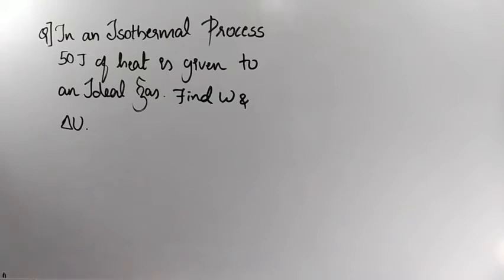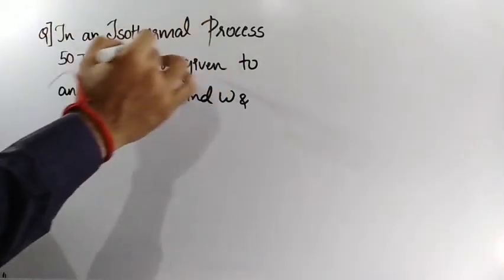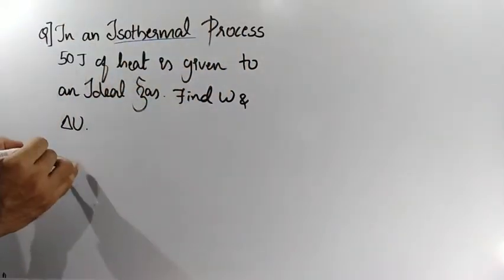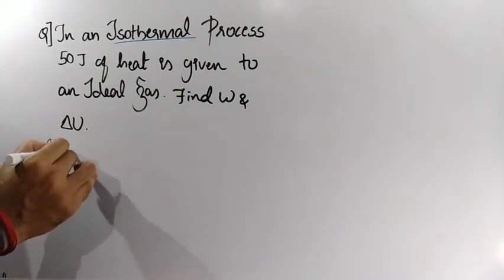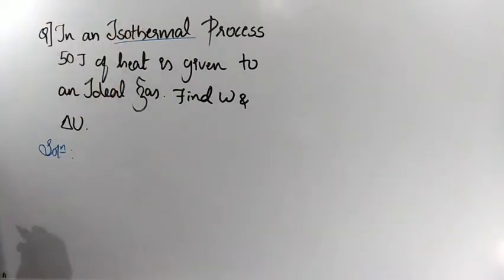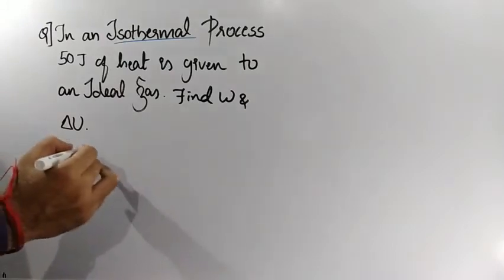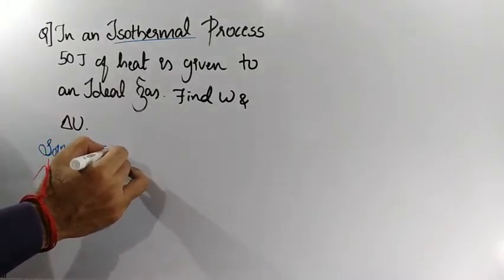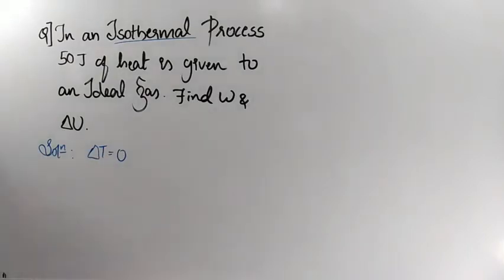So how can we solve this question? What all are they asking? We have to calculate work done and delta U value. Clear? How to calculate work done and delta U now? First go for delta U. First try to calculate delta U. Isothermal process means what will be constant? Solution: isothermal process means temperature will be constant, so delta T will turn out to be 0.